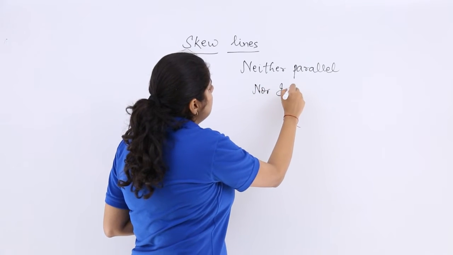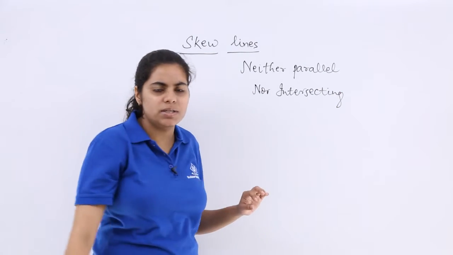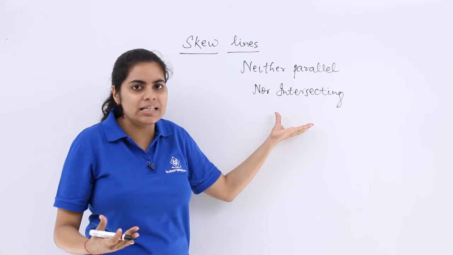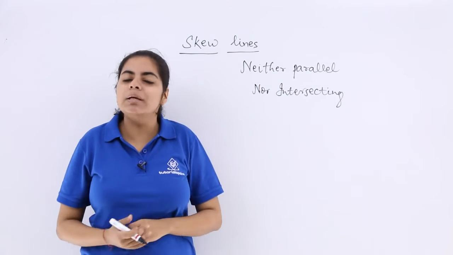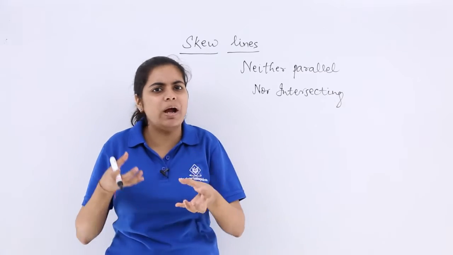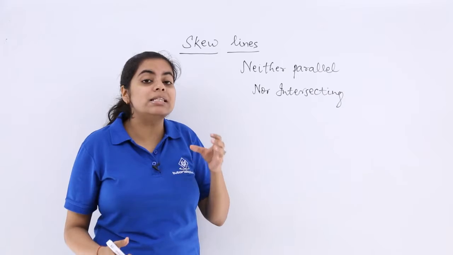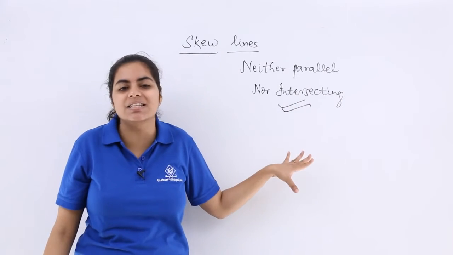nor intersecting. Now you might think, how is that possible? Because we have studied so far that if lines are intersecting, they cannot be parallel, and if lines are parallel, they can never be intersecting. So how can they be neither parallel nor intersecting, and is this possible at all? Yes, my dear friends, this is possible. This definition exists.